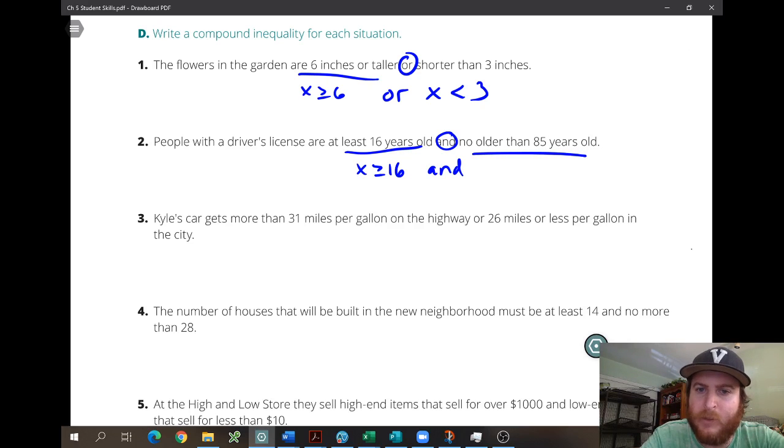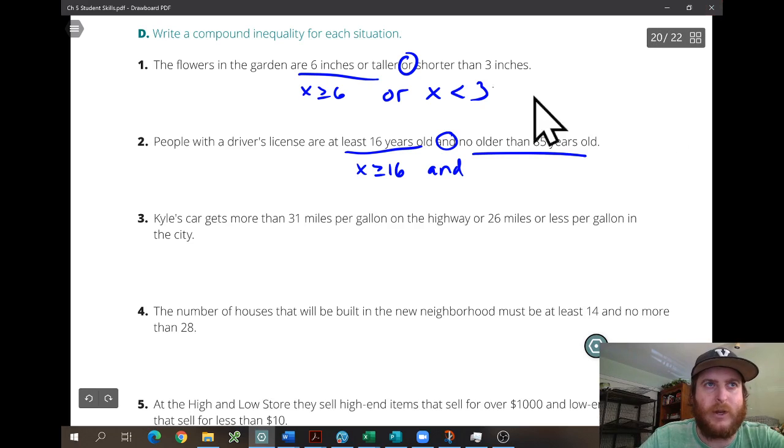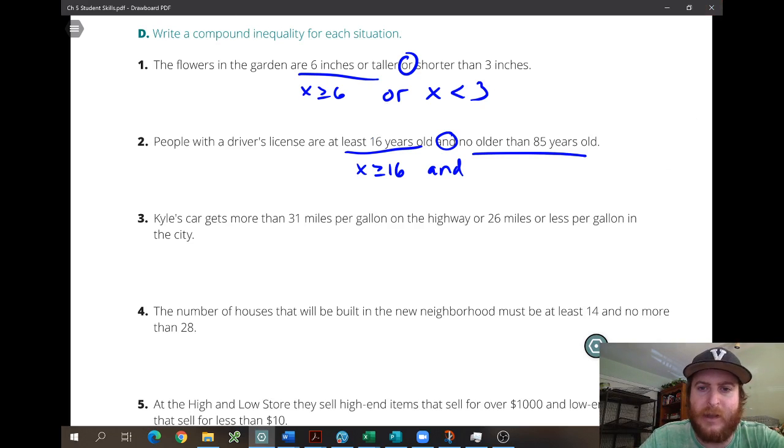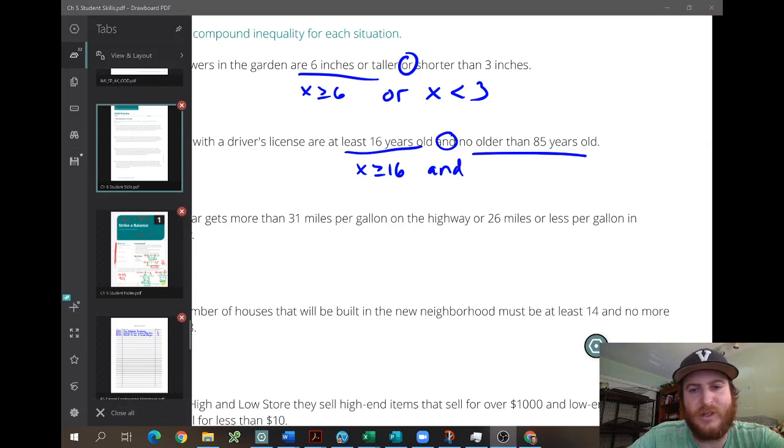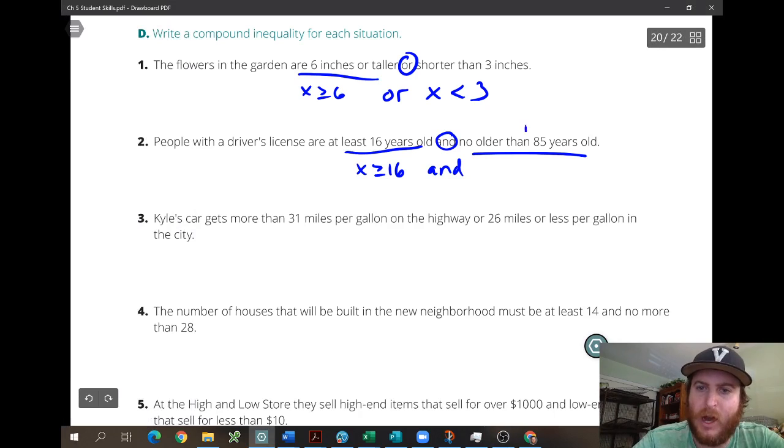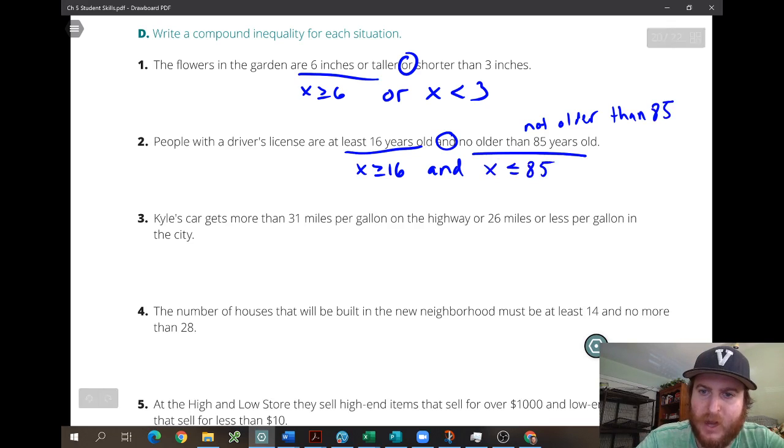Now, this one's a little bit weird. No older than 85. Can that include 85? That's kind of an interesting thought. Okay, so I want you to think about that for a second. Does that include 85? I won't put anything like this on a test, but basically it's saying not older than 85. So what we're saying is that x is less than or equal to 85, right? Because it's not older than 85, that would include 85. Okay, so this would be the right answer.